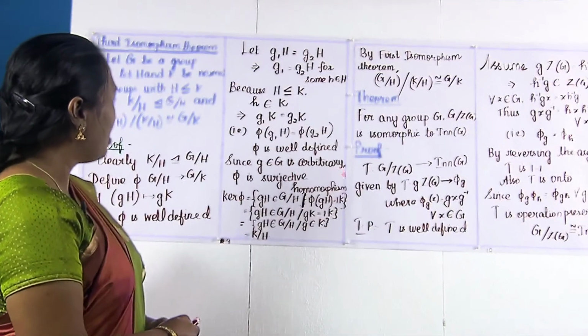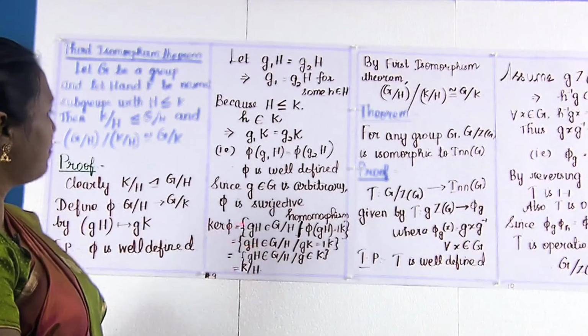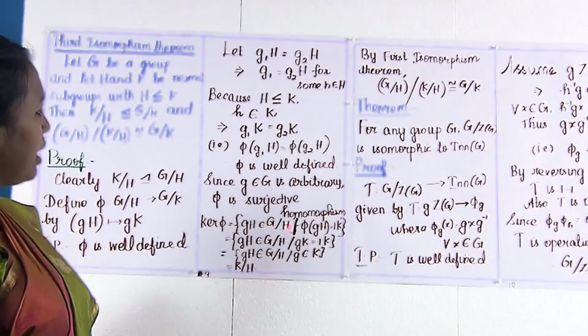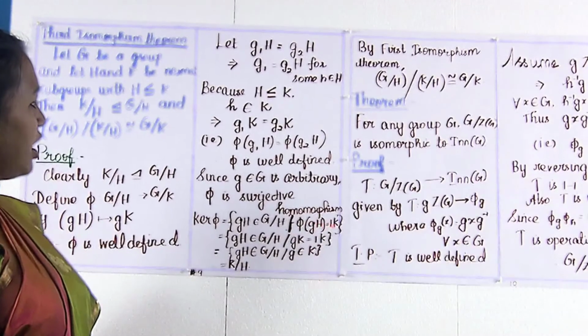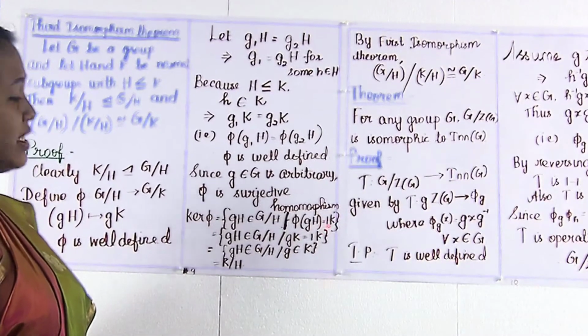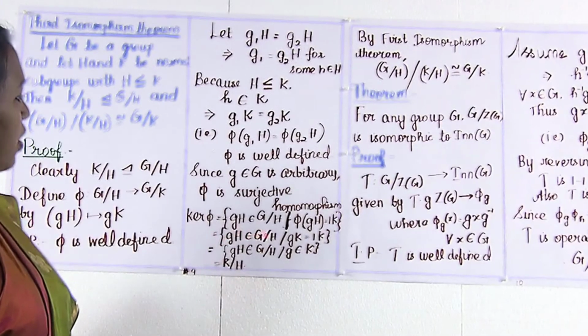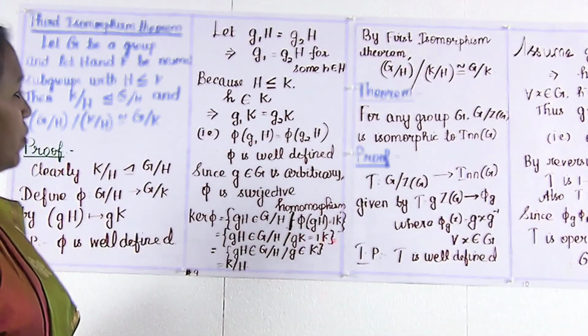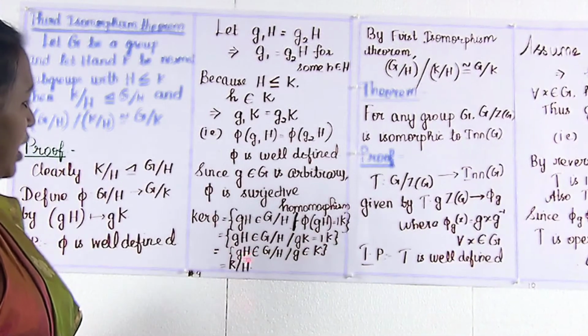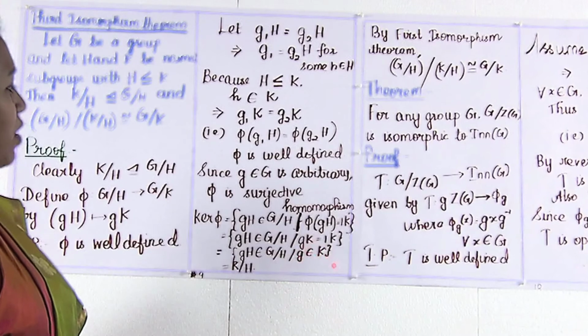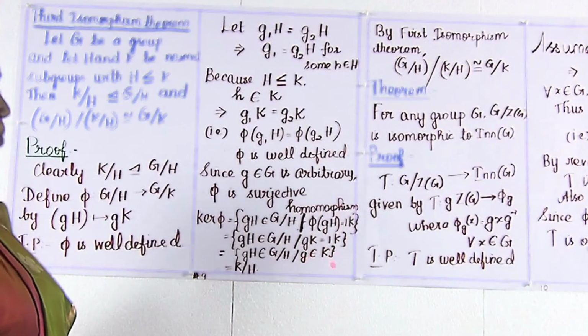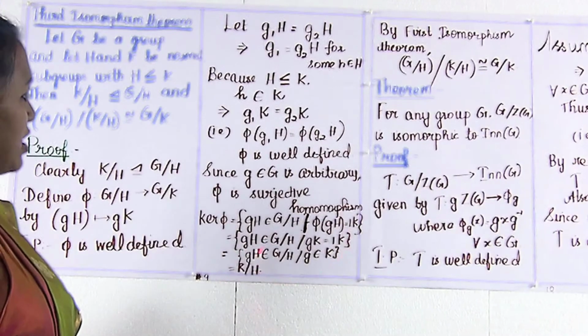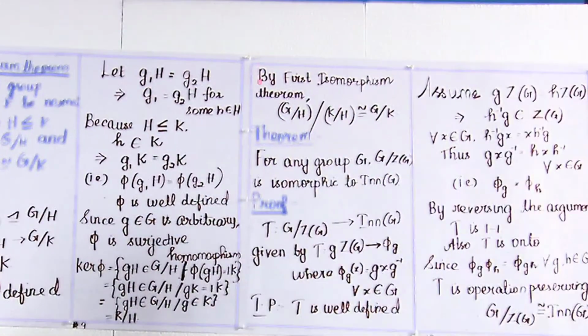Since g belonging to G is arbitrary, phi is a surjective homomorphism. Kernel phi is the set of all gH belonging to G/H such that phi of gH is equal to 1K, 1K being the identity element here. Therefore, it is the set of all gH in G/H such that gK is equal to 1K, that is equal to the set of all gH such that g belongs to K, since gK equal to K implies g belongs to K. And this is nothing but K/H. By the first isomorphism theorem, we apply this to our statement here. So, (G/H)/(K/H) is isomorphic to G/K.